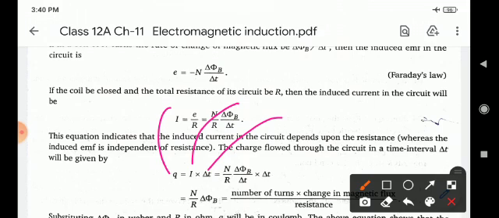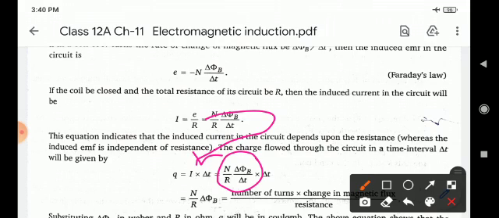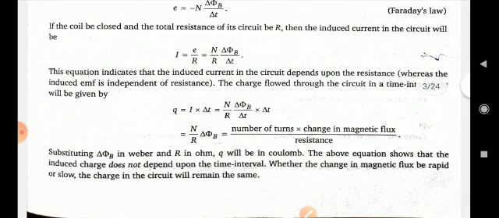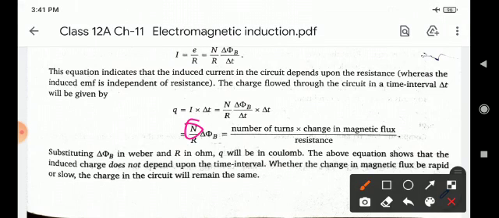Children, on putting the value of I in this equation, Q equal to I into delta t, where I is equal to n upon R delta phi B upon delta t, into delta t. Therefore the value will be Q equal to n upon R into delta phi B, where n is the number of turns, R is the resistance and delta phi B is the change in magnetic flux.